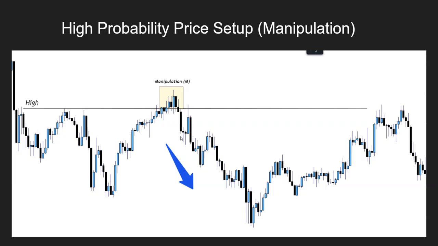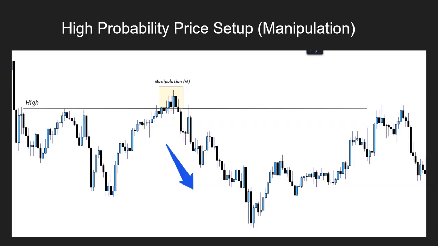And now that's one aspect of the high probability price setup and the high probability price formula. We don't take trades unless we see this manipulation happen. If you just focus on not taking trades unless you see this manipulation and it's clear to you, if it's not clear to you, even if it is still manipulation, it's better not to take the trade. We want to make sure that it's clear to you.